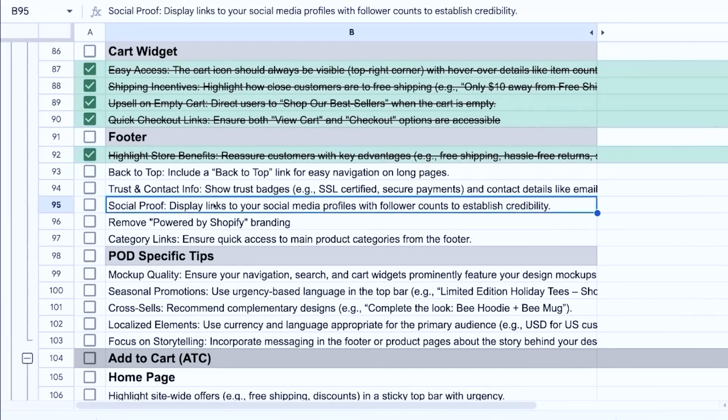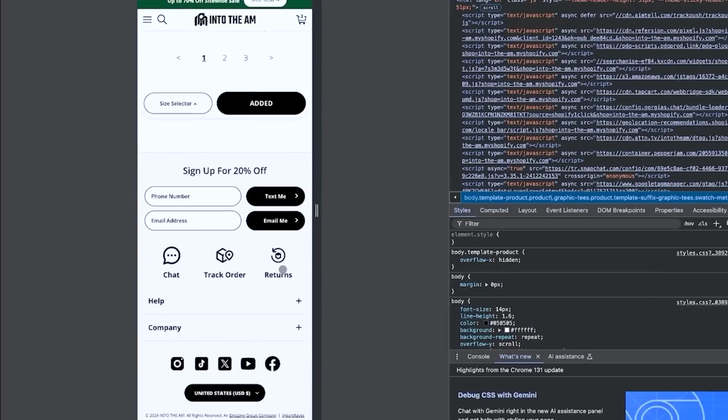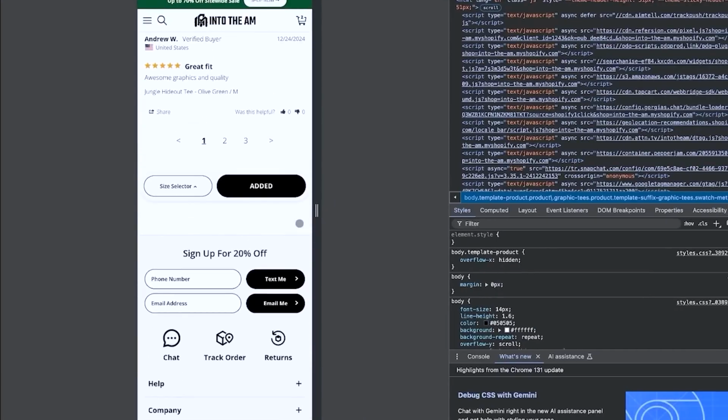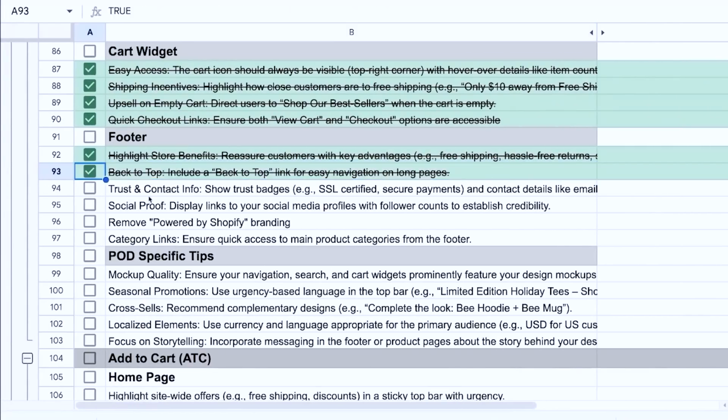No, they don't. But a back to top button, that would be like a little arrow, like when people scroll all the way down to the bottom, you show them like a little arrow that shoots them back up to the top. There's apps that can do that.